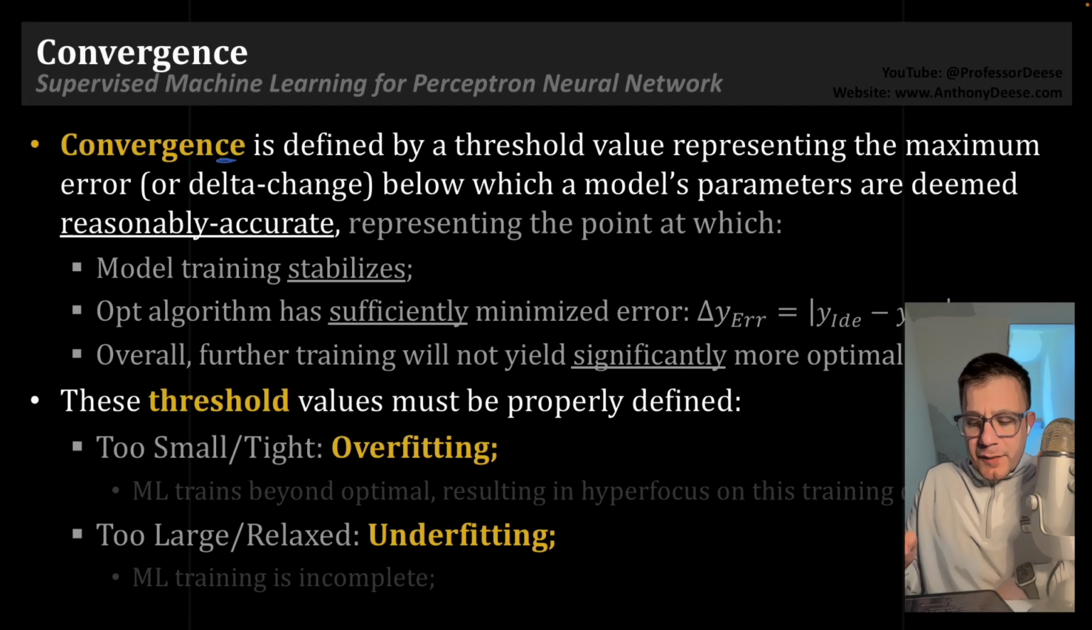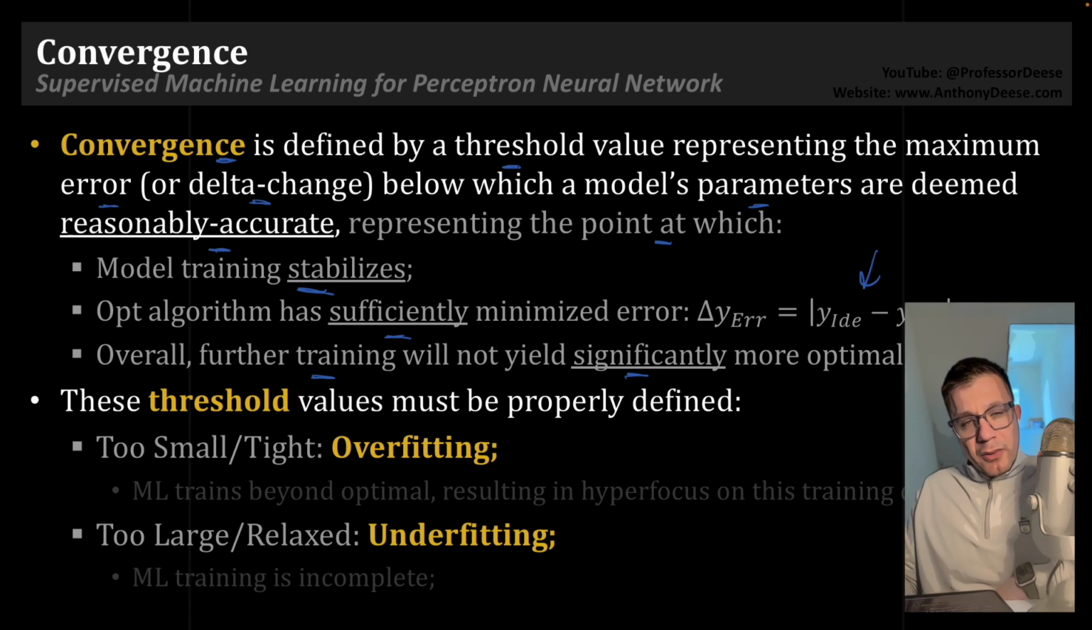Convergence is defined by a threshold value representing the maximum error or delta change in something like synapse weights, below which a model's parameters are deemed to be reasonably accurate, good enough, representing the point at which the model training stabilizes. The optimization algorithm has sufficiently minimized error, and further training will not yield significantly more optimal parameters. So the convergence criterion, we could also call that the stopping criterion, is a way that we determine whether the iterative training algorithm has progressed far enough, and that further training is not really worth the trouble.